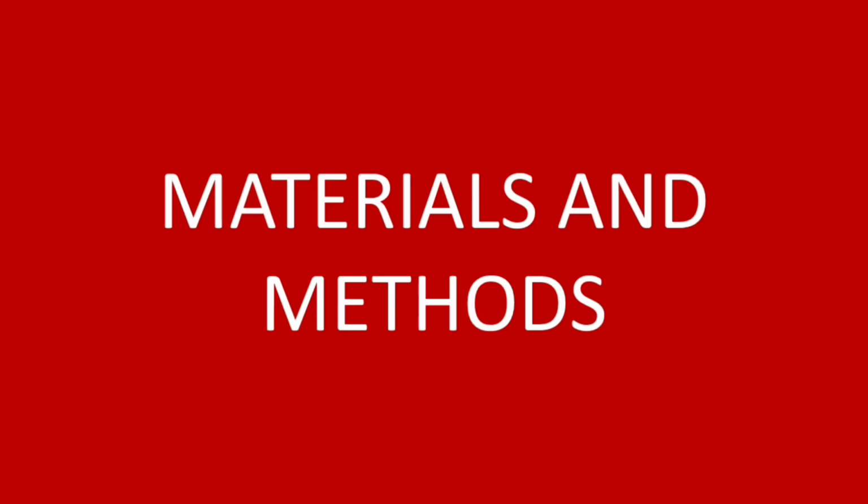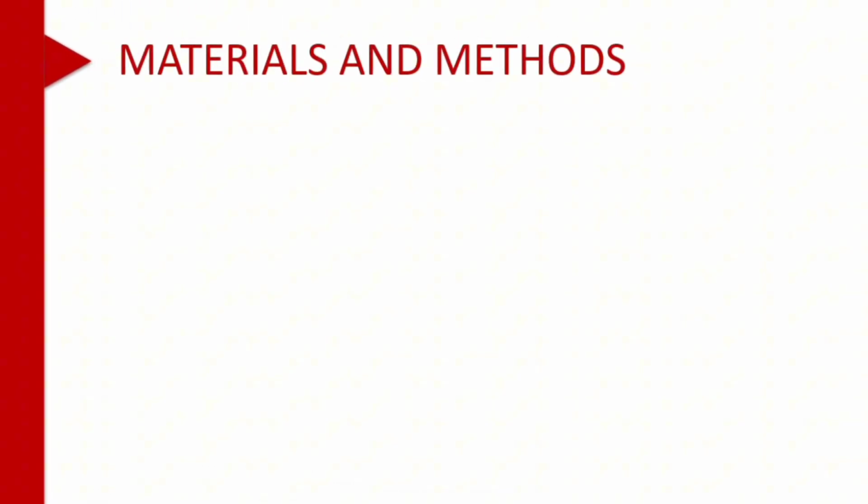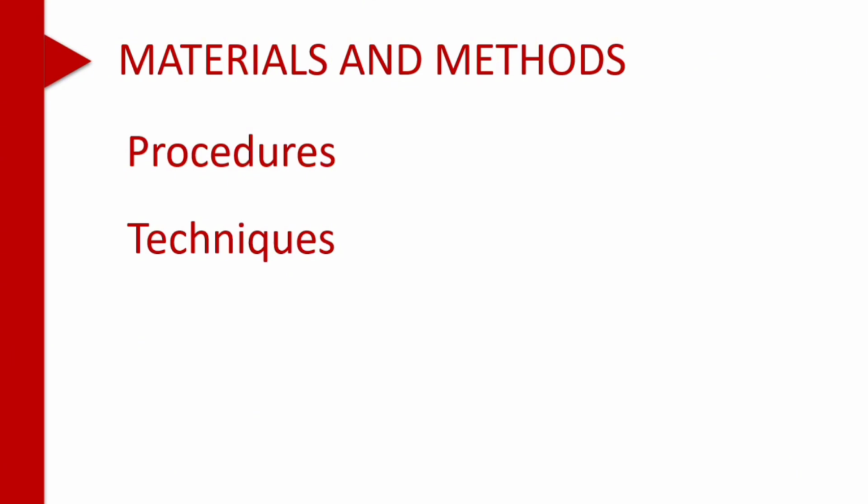So now we move to the 6th section. The 6th section is the materials and methods section. In this section, you describe the procedures, techniques, tools and equipment used in the study or the project. If it is an experiment, you will list the materials and step-by-step procedures you followed.